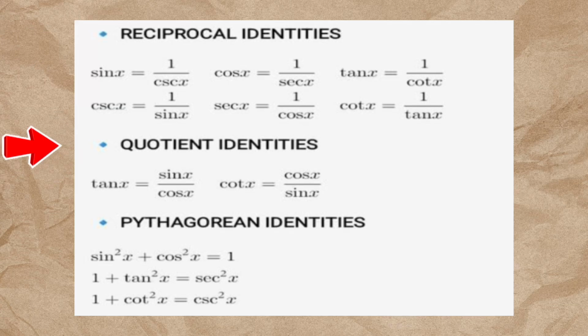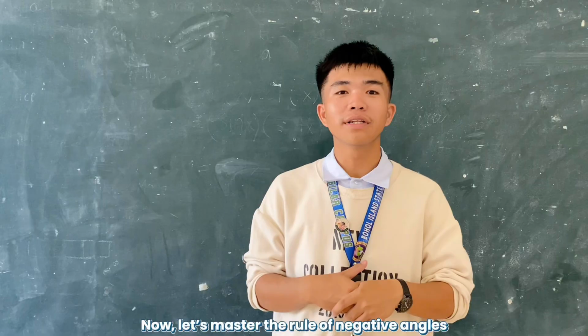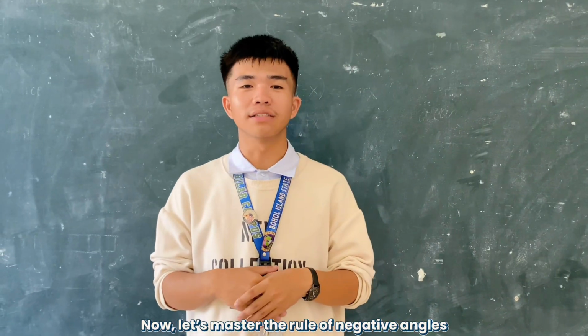And for the quotient identities, we have tangent x is equal to sine x over cosine x, cotangent x is equal to cosine x over sine x. And for the Pythagorean identities, we have sine squared x plus cosine squared x is equal to 1, and 1 plus tangent squared x is equal to secant squared x, and 1 plus cotangent squared x is equal to cosecant squared x. Now, let's master the rules of negative angles.